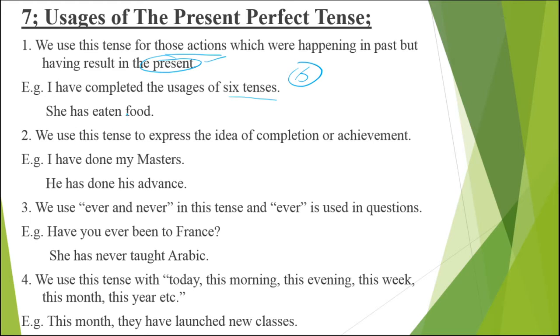She has eaten food. Now this is what action of eating was done in past. Now we have got the result that she has completed this work of eating food. So we say that she has eaten food.